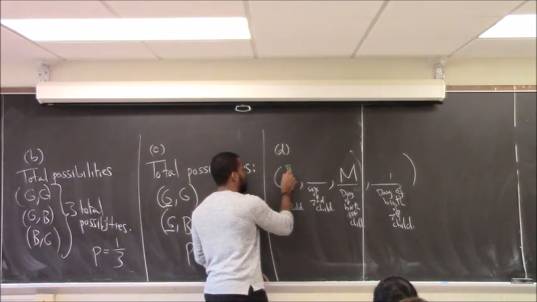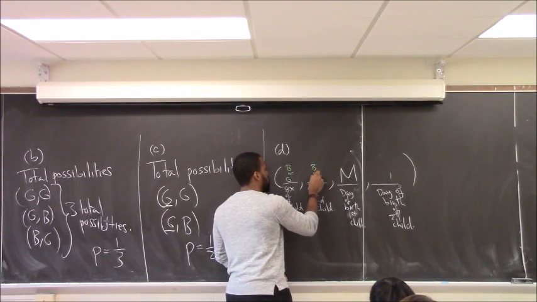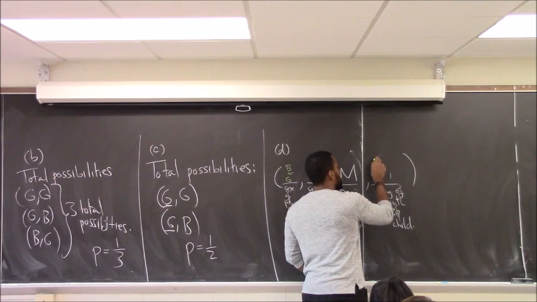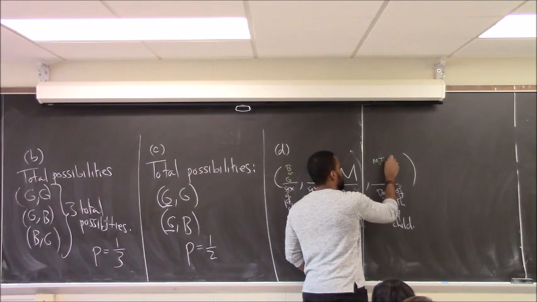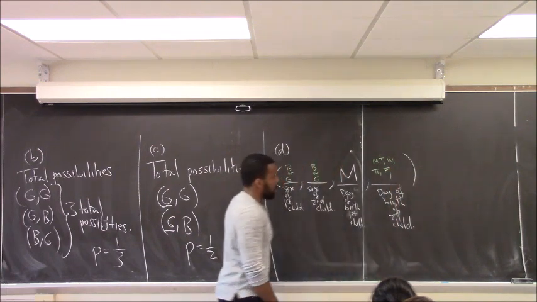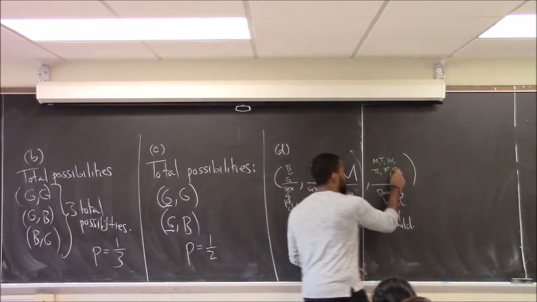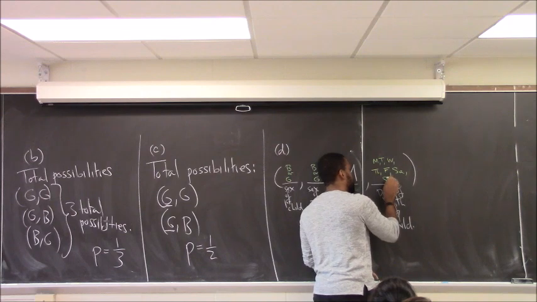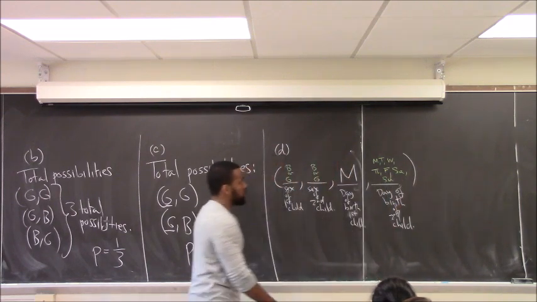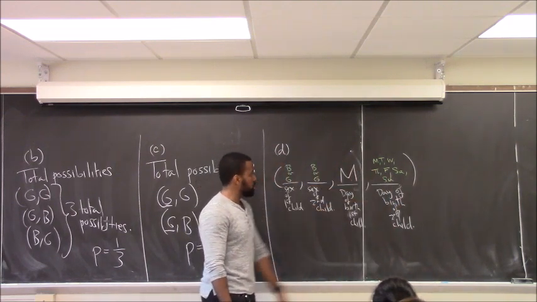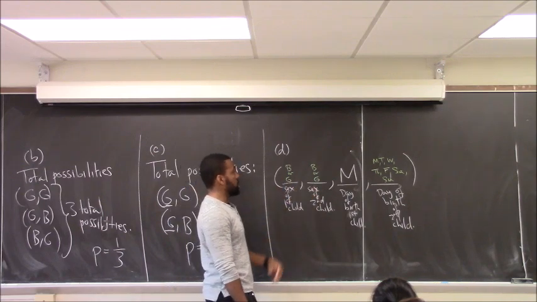This could be boy or girl, this could be boy or girl, and this could be Monday, Tuesday, Wednesday, Thursday, Friday, Saturday, yes, people get born on the weekends, or Sunday. So there are 7 possibilities in this situation. There are 2 in here and 2 in here.